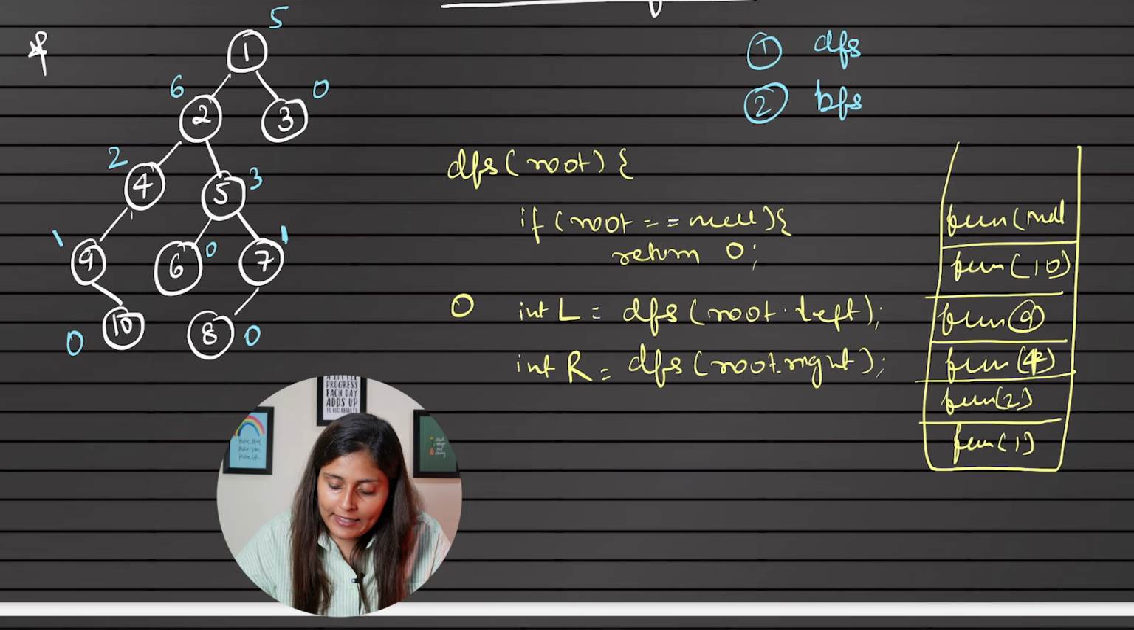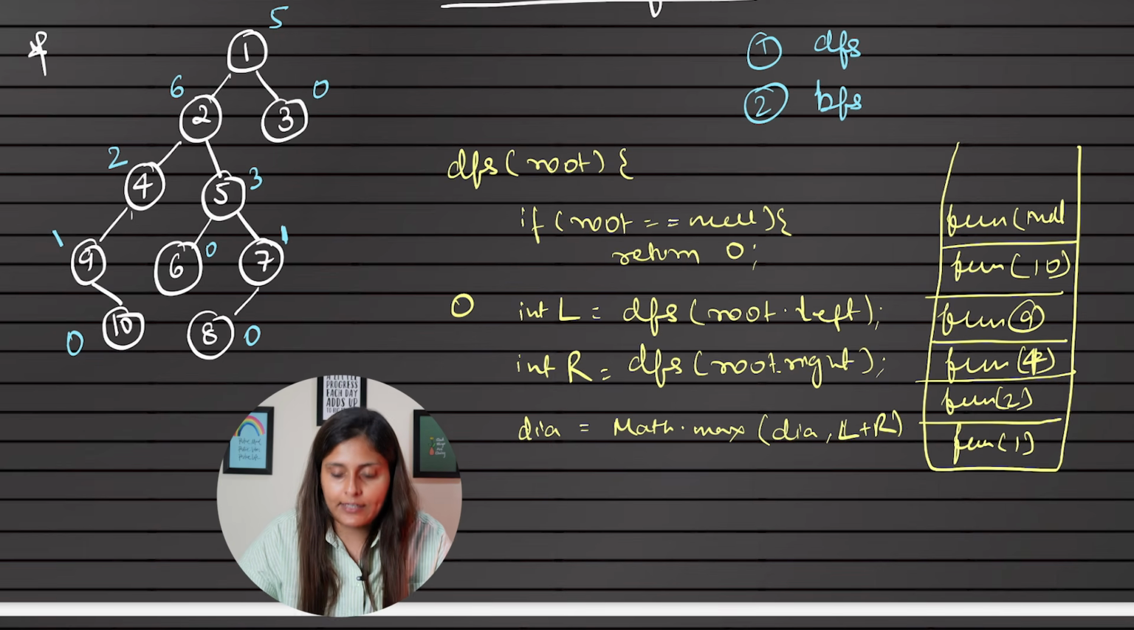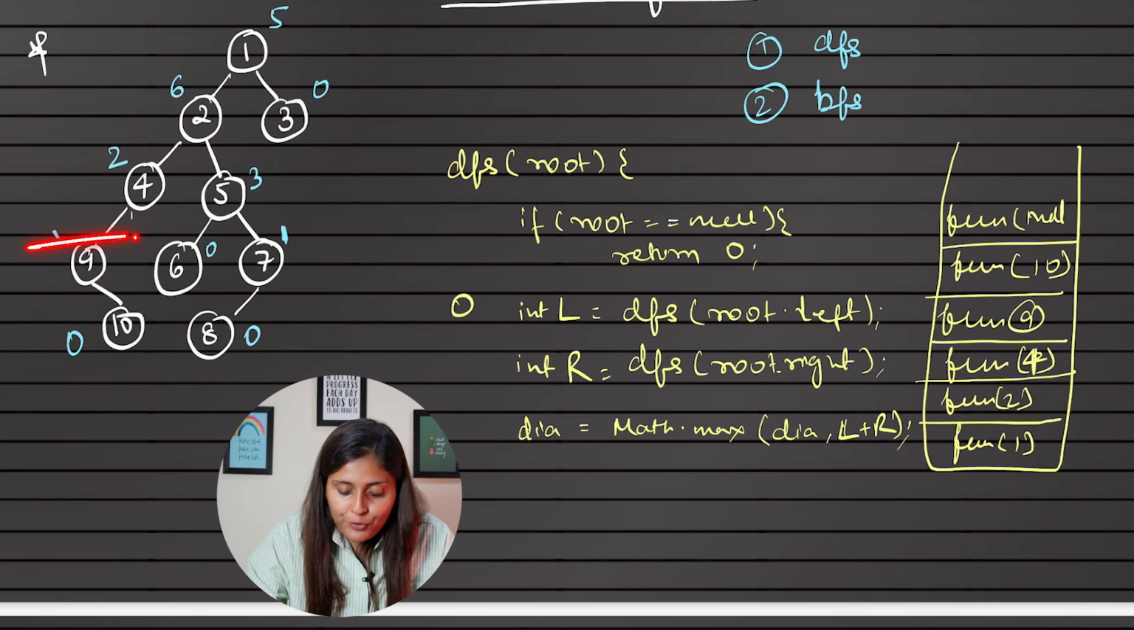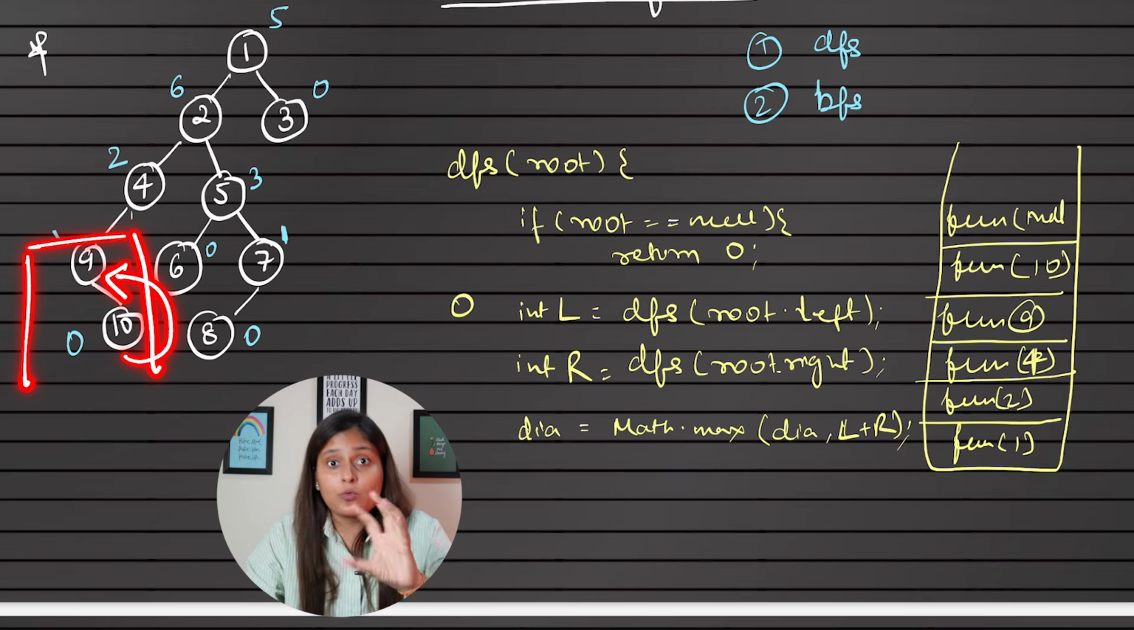So can I say diameter is equal to Math.max of your current max diameter, or else left plus right? Can I say that? Yes. Now listen very carefully. For this, the diameter is 0. Done. Very good. But if you return this, now the question is what you will return.